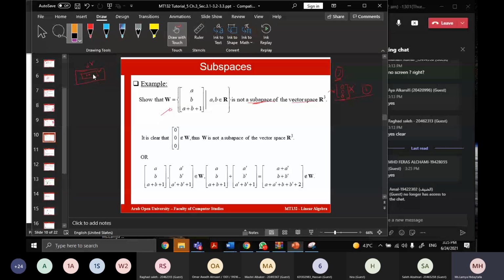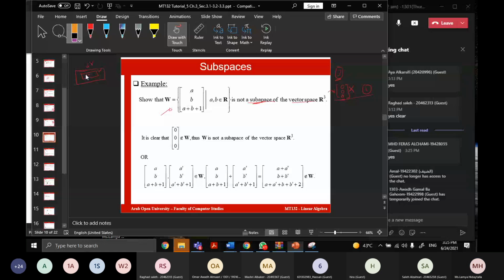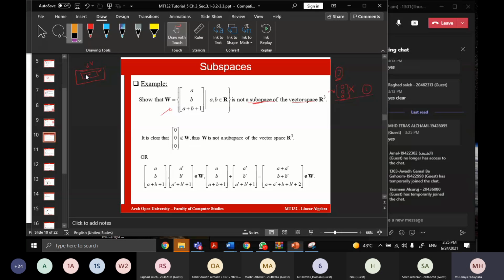So that means when I took two elements and made the addition operation, the resultant vector is not here. Where do we find it? We find it out here, because this is not plus 1, this is plus 2. What does that mean? This means that this is not a subspace. Why? Because this element does not belong to here. So here I found that it is not a subspace using the second condition.